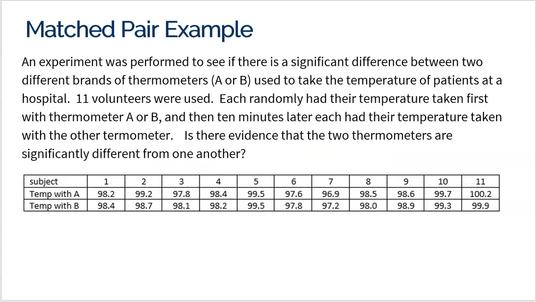So here's a great example of a matched pair example. An experiment was performed to see if there's a significant difference between two different brands of thermometers, A or B, used to take the temperature of patients at a hospital. So 11 volunteers are used. Each randomly had their temperature taken first with thermometer A or B. So like, Judy came up and we said, all right, Judy, we're going to randomly determine which thermometer to use first for Judy. We're going to give her that thermometer, take her temperature, wait 10 minutes, and then take the temperature with the other thermometer. And then when David comes in, we're going to do the same thing, randomly determine which one he gets first. So at the end of the day, every subject got their temperature taken with thermometer A and thermometer B.